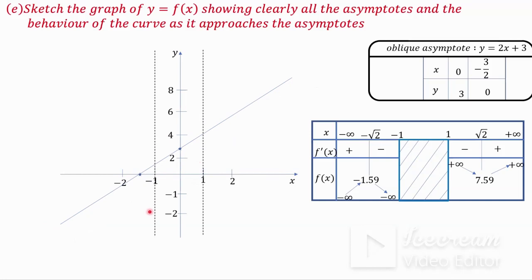Yes. So the next thing we are going to do is to indicate the turning points. We obtain the coordinates of the turning points to be (-√2, -1.59) and (√2, 7.59). So this point is (√2, 7.59), which is this point here, and the point (-√2, -1.59) is this second point here.